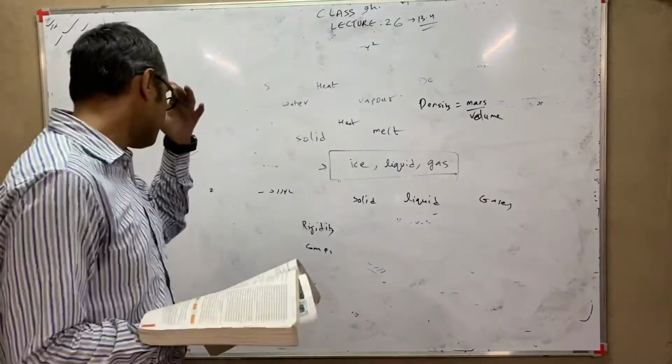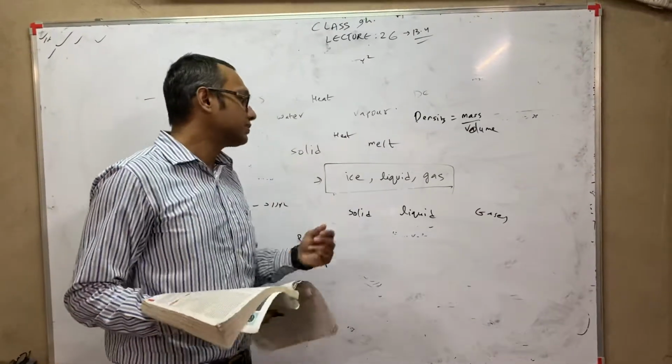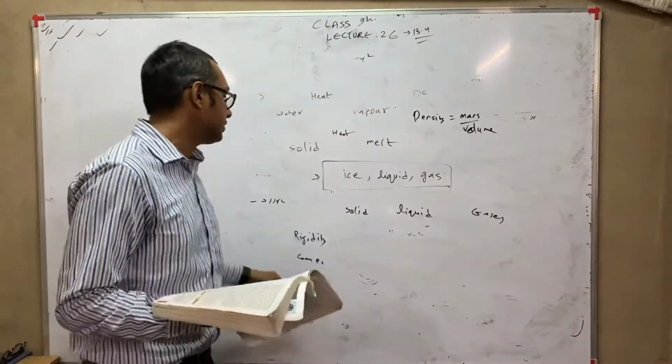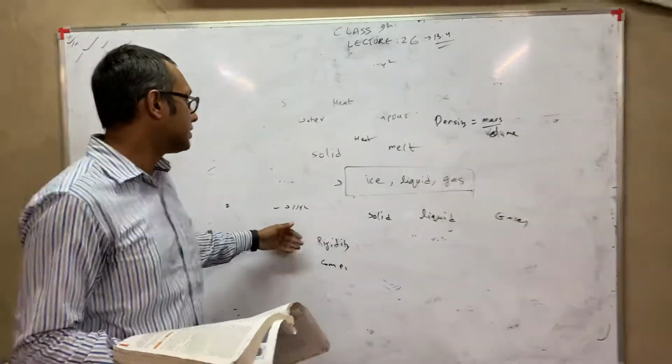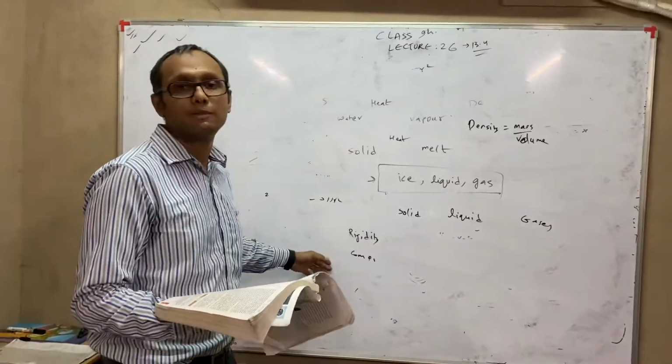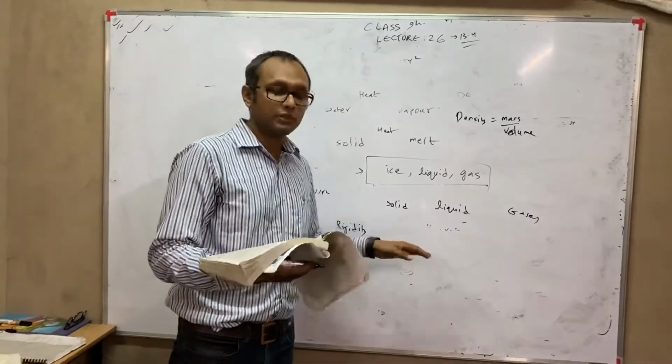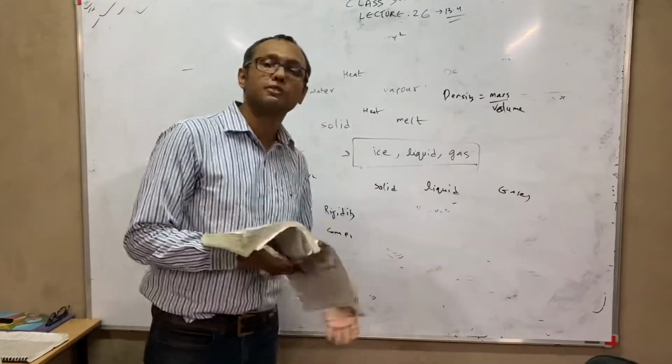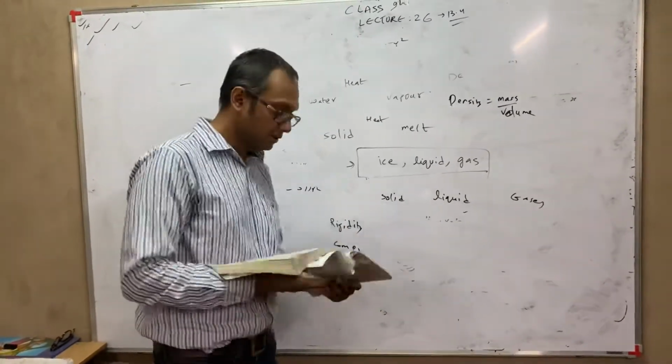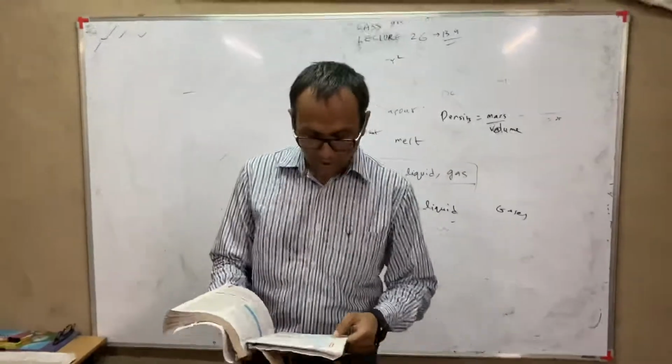For example, in the exam, if a question comes, write 2 points of differences between solid and liquid, then depending on the question, you can use the points of rigidity and compressibility to write the differences. So this question basically gives you the differences also, or in a way it tells you about the properties also. Now question number 3 is there.